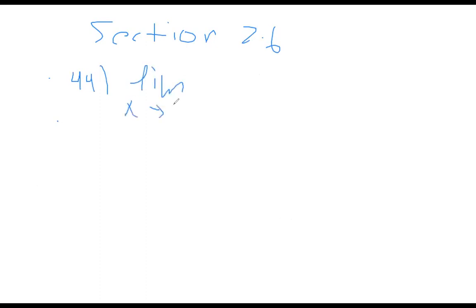Okay, this is section 2.6, number 44. So we have the limit as x approaches 0 of negative 1 over x squared times x plus 1.